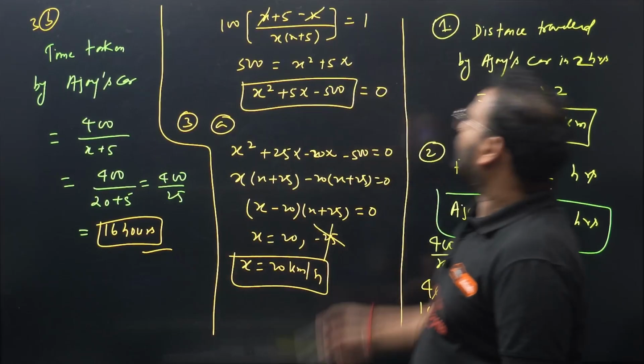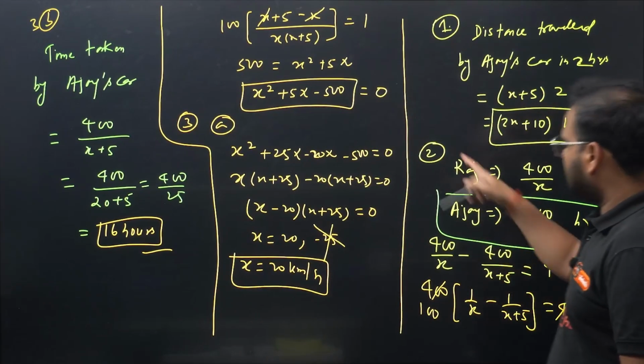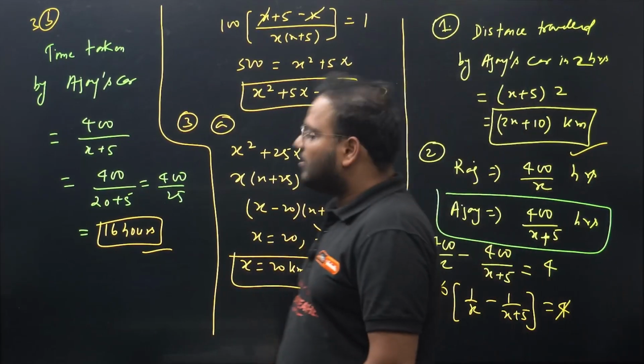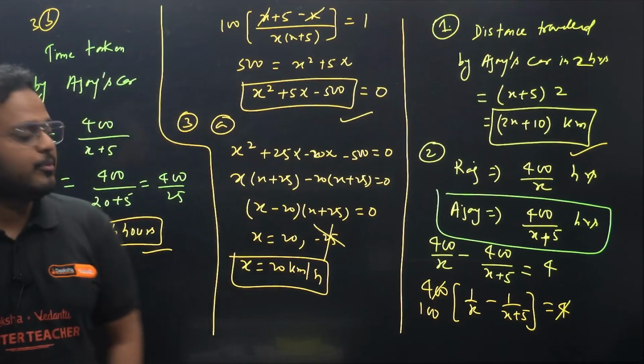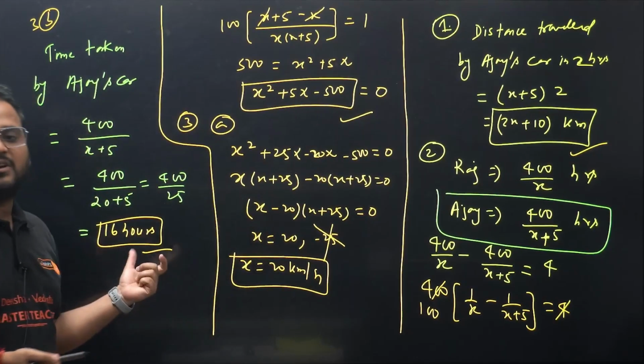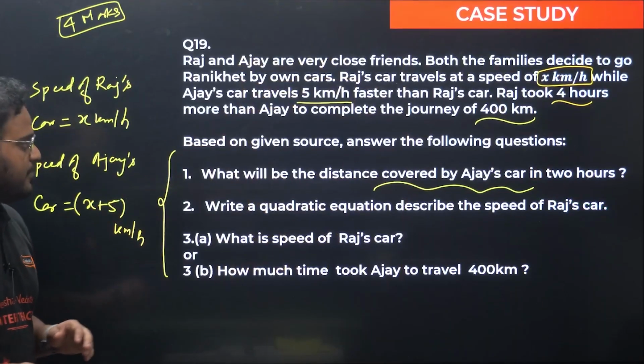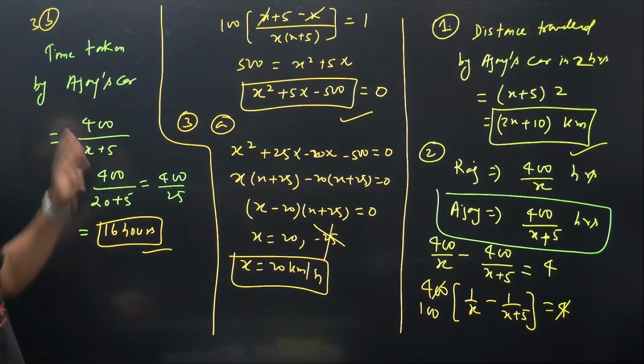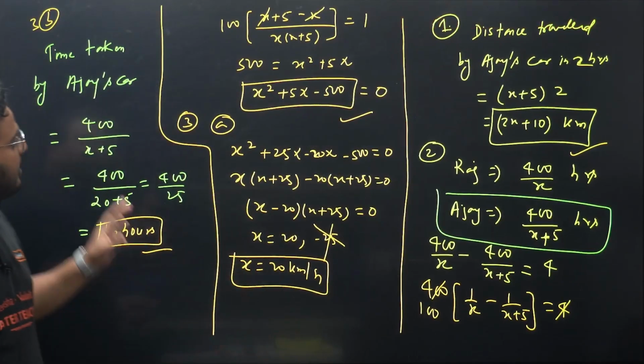Please check. So one option is here, the answer. The second option is the quadratic form. The third answer is Raj's speed, which is 20 km per hour. And the last is 16 hours, which is the answer for 3b. This is a case study broken into simpler steps. I hope you have understood every single bit of it.